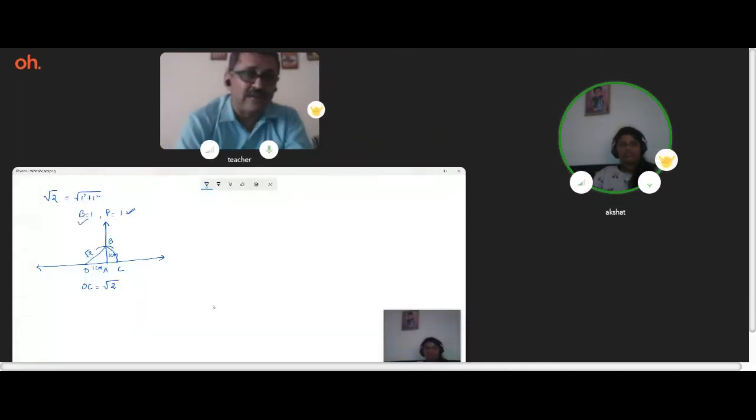See, I have written over here. How much is OA? 1. How much is AB? Also 1. How much is OB? Root 2, sir. So that means we have to measure OB and put the needle of the compass at O only, and bring the pencil to B. Don't pick up the compass and mark an arc with O as center and radius equal to OB. This arc is going to intersect the line at point C. So OC is equal to root 2.